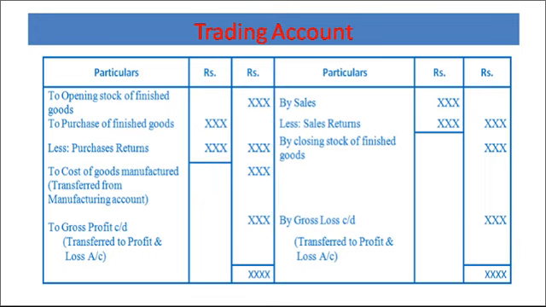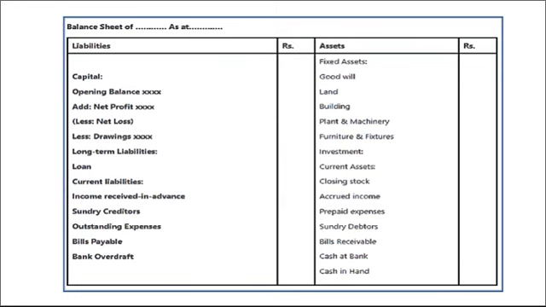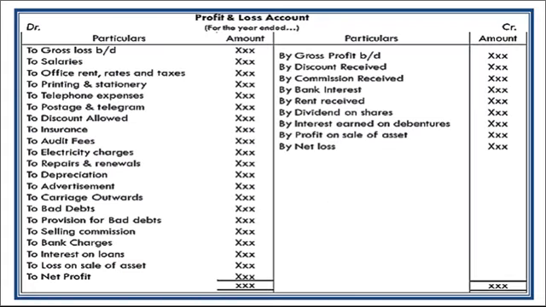Once the trading account preparation is completed, then immediately we require to maintain the profit and loss account continuously. See, whatever gross profit or gross loss we have arrived at in the trading account should be transferred to the profit and loss account. If it is a gross profit, that should be transferred to the profit and loss account credit side.